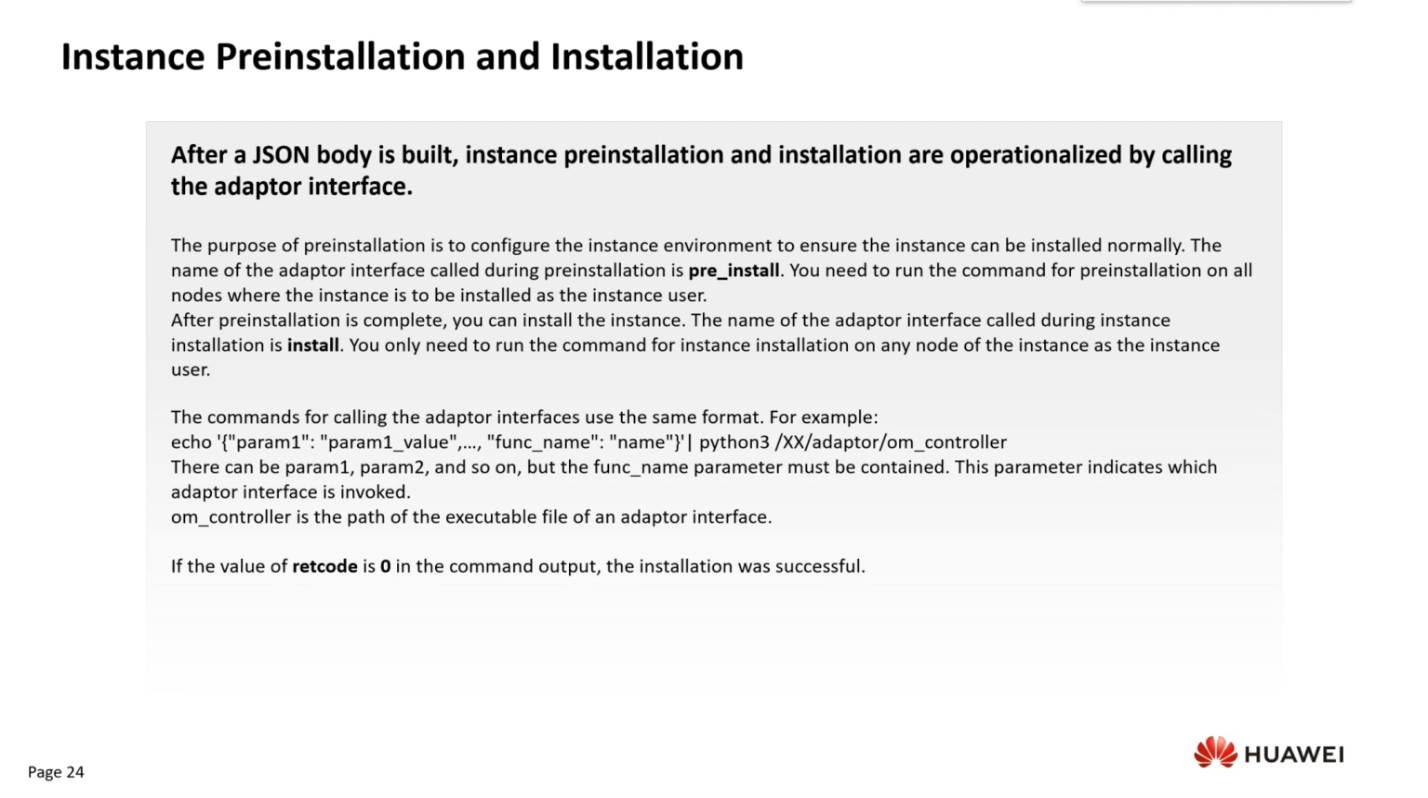You should note that the values for the func name parameter in the two commands are different. As you can see in the command example, echo is followed by some key value pairs enclosed by single quotation marks in format. And then a pipe operator is used to direct to the executable file O&M controller of the adapter interface. If the value of ret code is 0 in the command output, the installation is successful.